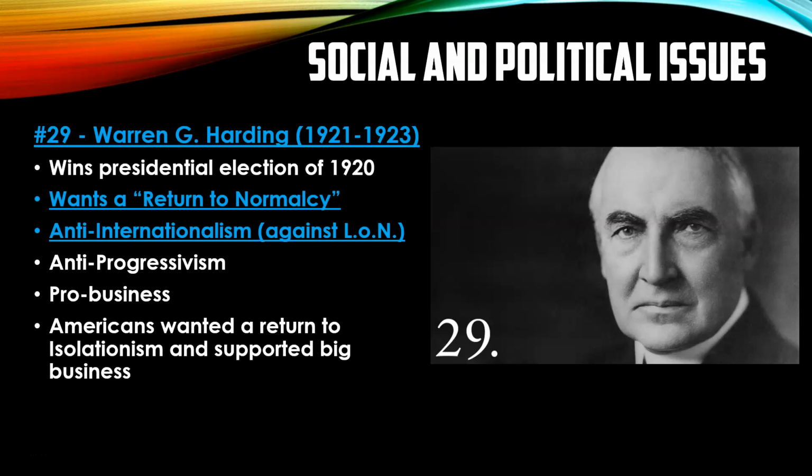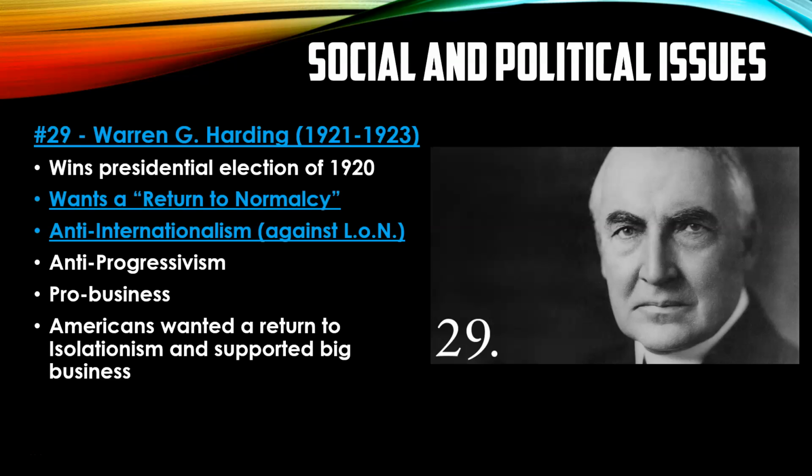Now, Warren Harding becomes president following Woodrow Wilson, and he's going to win the presidential election of 1920, and he wants a return to normalcy. That was his goal. It was what he ran on his campaign. He was very anti-internationalism, so against the League of Nations, which means he was very much promoting isolationism among Americans. He was anti-progressive, meaning he was against women's right to vote, and this whole progressive movement where ideals and morals and values are changing.